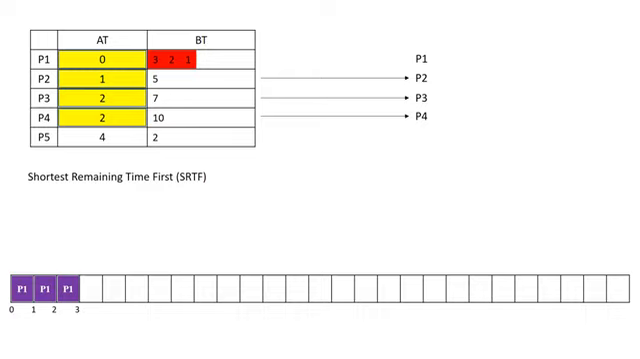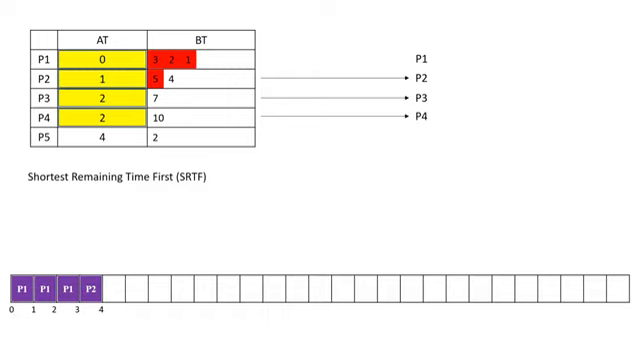We now have three active processes in the system, and we can see that P2 has the shortest remaining time. We run it for one time unit and reduce its burst time from 5 to 4.